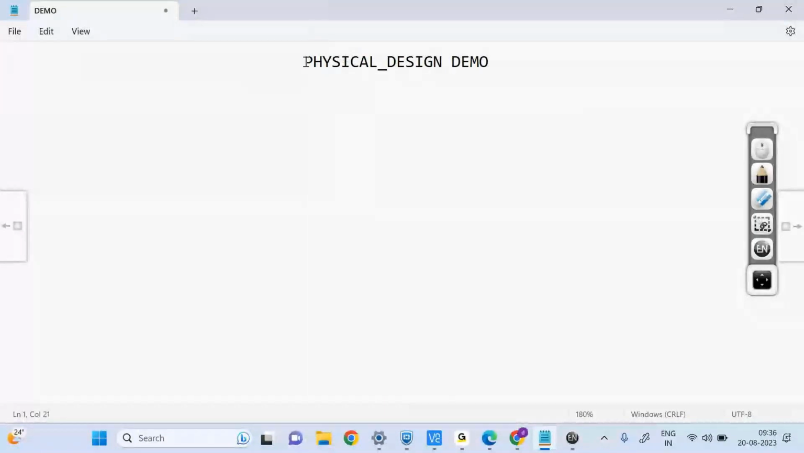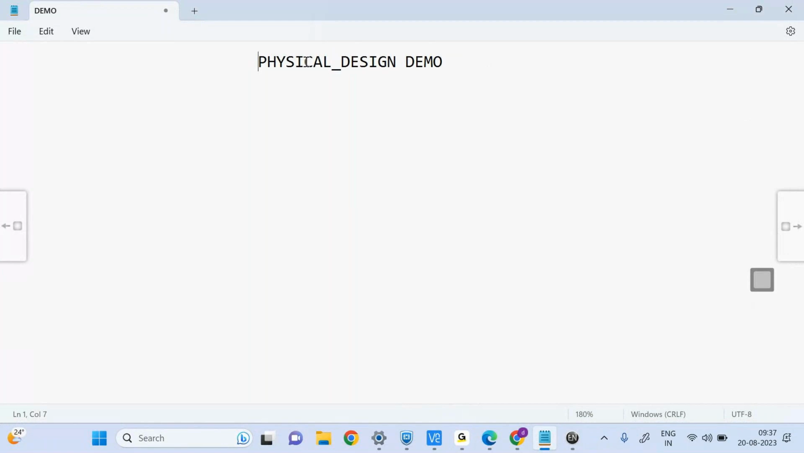Yes. So today we are here to see the demo of physical design, right? Before talking about physical design, whatever we are doing, whether it is functional design, functional verification or layout, anything whatever we do, it is only for the purpose of what? Fabricating IC. Only for the purpose of fabricating IC.